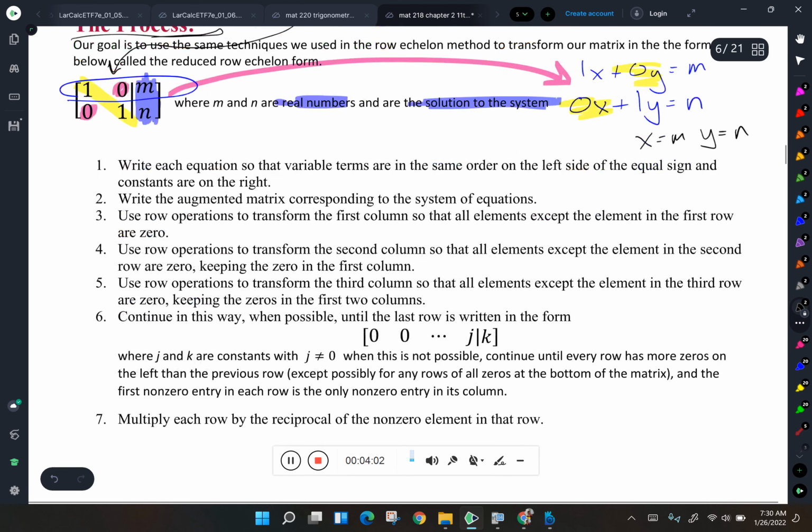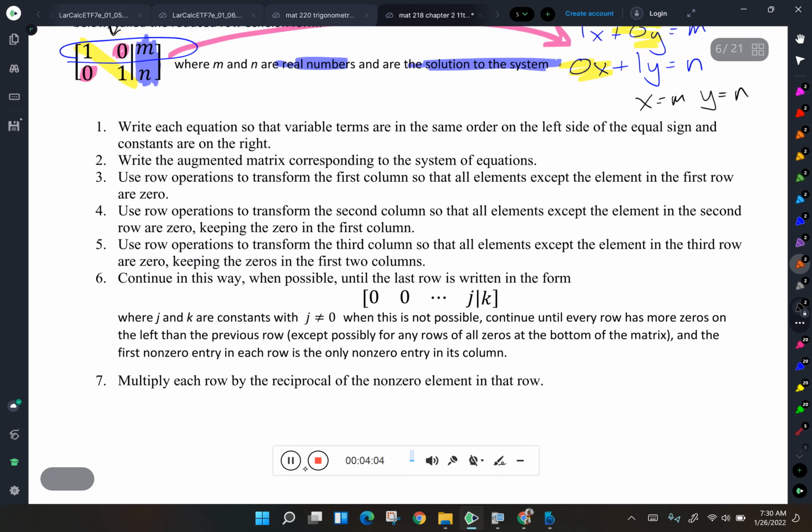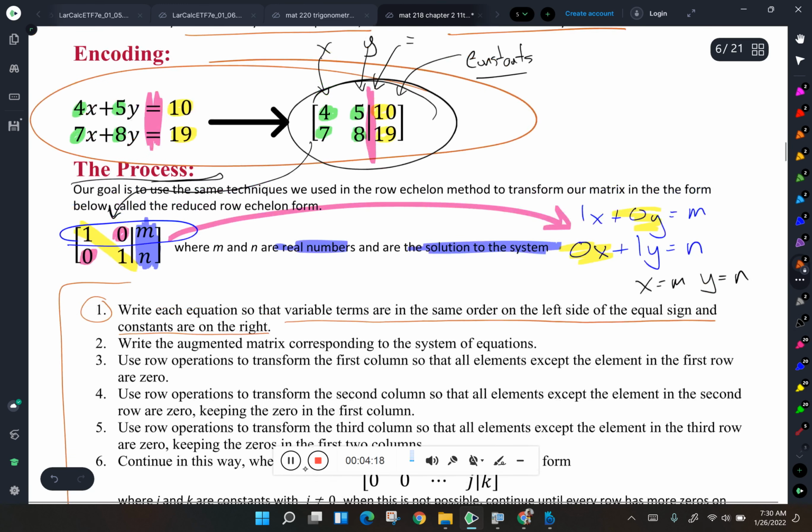All right, so let's take a look at the steps to solve this. So if you're one of those people that needs things written out step by step, and that's fine by me, here are the steps. We're going to write the equation so that the variable terms are in the same order on the left-hand side and the constants are on the right. What does that mean? Well, x is first, then y's, then if there were three variables, z's, and then w's or whatever, however many variables there are, we'd write them in order.